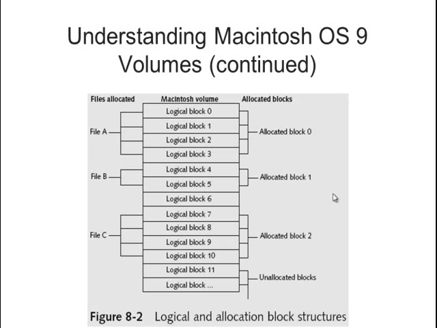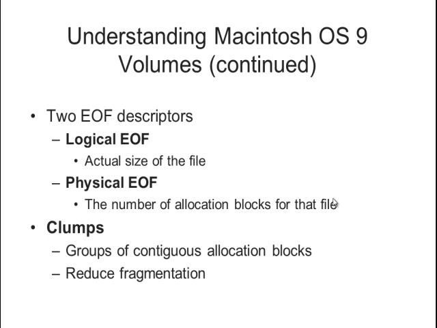There are two types of end-of-file descriptors: logical end-of-file and physical end-of-file. A logical end-of-file is the actual size of the file, and the physical end-of-file is the number of allocation blocks for that file. A clump is a group of contiguous allocation blocks. Clumps are used to reduce fragmentation.